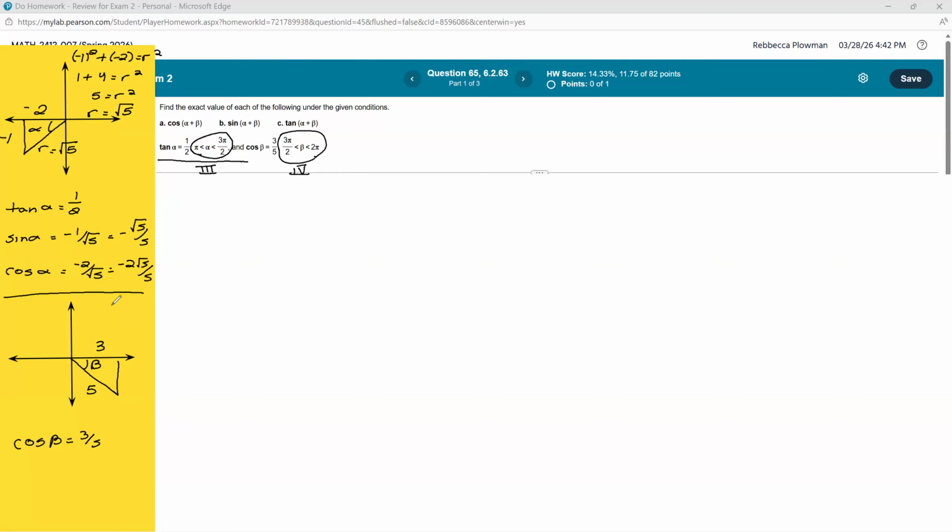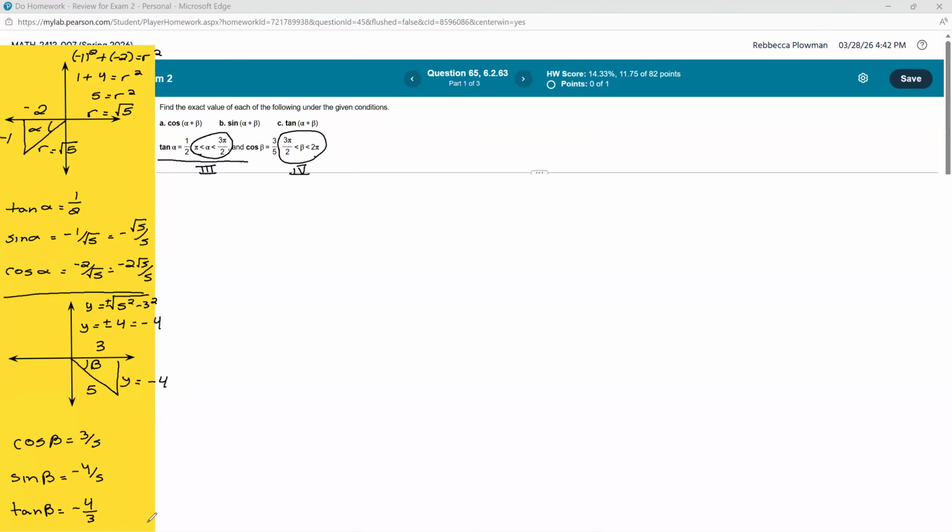Okay. So this is a case where we need to find y. So y is just going to be the square root of 5 squared minus 3 squared, plus or minus. So y is going to end up being plus or minus 4. And because we're in quadrant 4, it's just going to be the minus 4. So we know that sine of beta is going to be minus 4 over 5. And we know that tangent of beta is going to be negative 4 over 3.